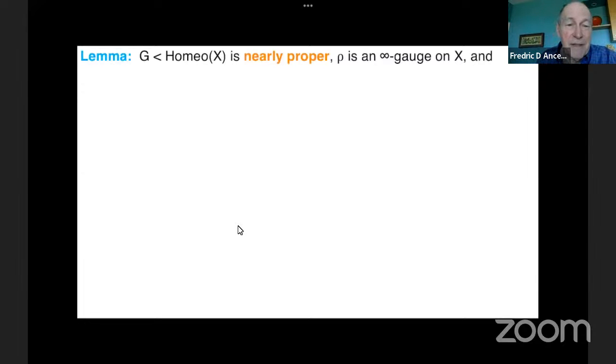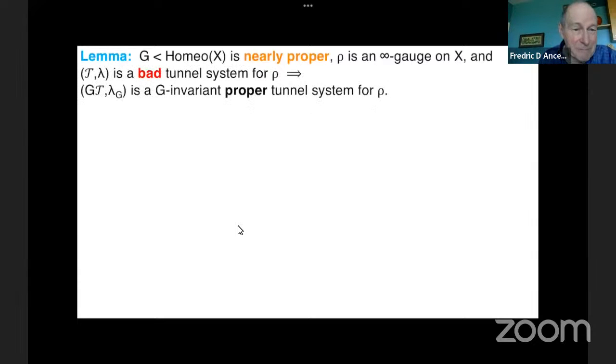And so the point here is that if my group X is nearly proper and I have an infinity gauge and I have a bad tunnel system, then this enlarged tunnel system will be proper. So, you know, this is not hard to prove. It's fortuitous that we can prove it.